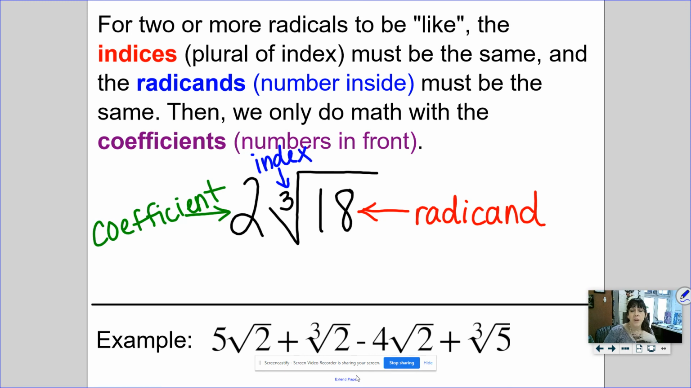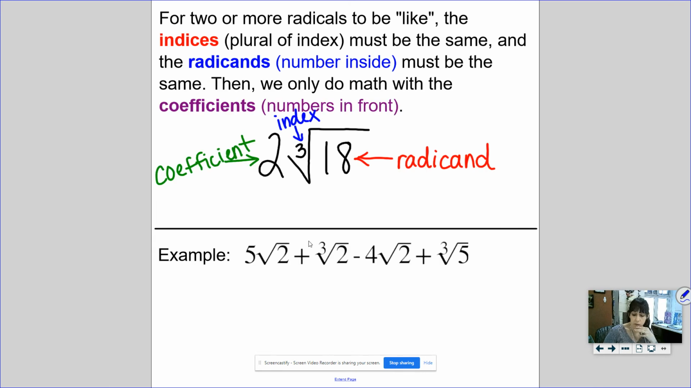Couple of vocabulary things. So if I have 2 cube root of 18, 3 is actually called the index of the radical, which makes it a cube root. The number inside is called the radicand, and the number in front is called the coefficient. So in order for two radicals to be like radicals, they have to have the same index, and they have to have the same radicand.